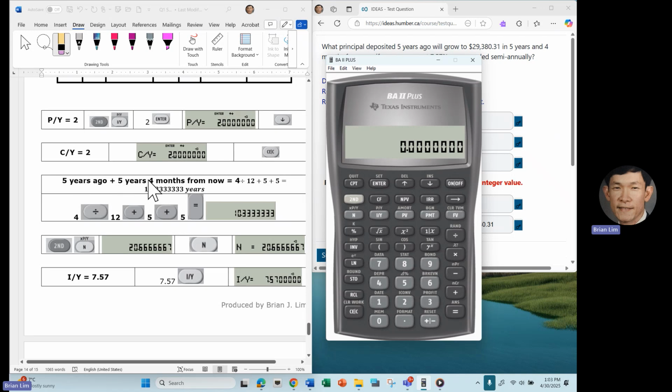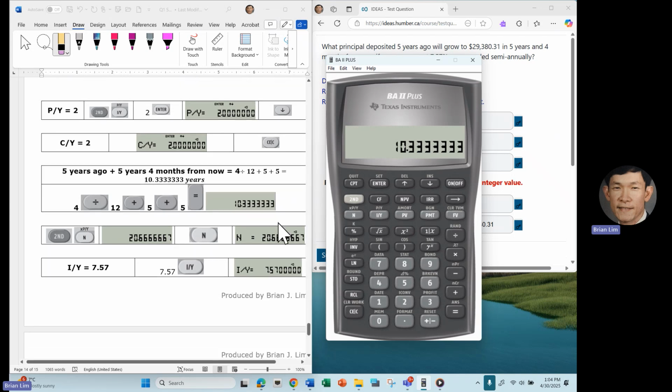If we wish, we could do it in the sequence as it appears. We can start with the 4 months and go 4 divided by 12. If you wish, you can press equal, but you don't need to. Just put plus 5, that's the first 5, and then plus 5. Then we press equal and we get 10.3333333, the repeating 3. So with that, we go second n to multiply by PY, which is 2, and then we enter it into n by clicking n again.